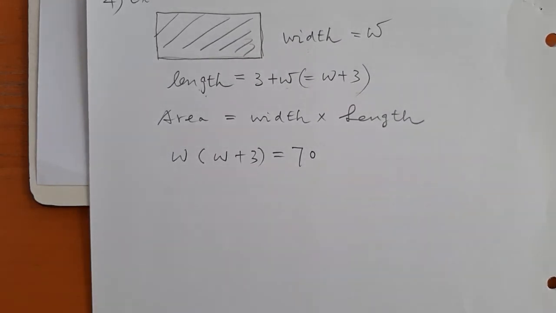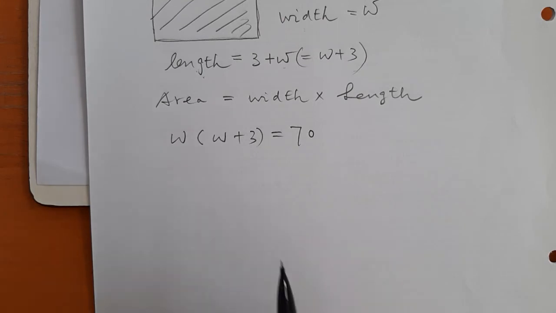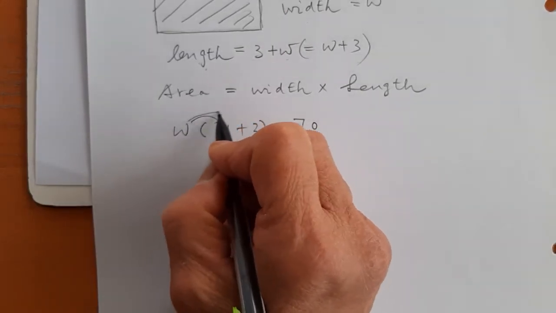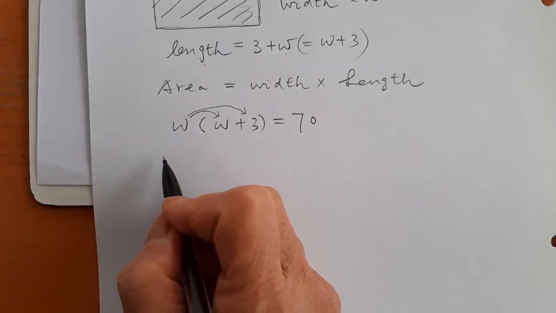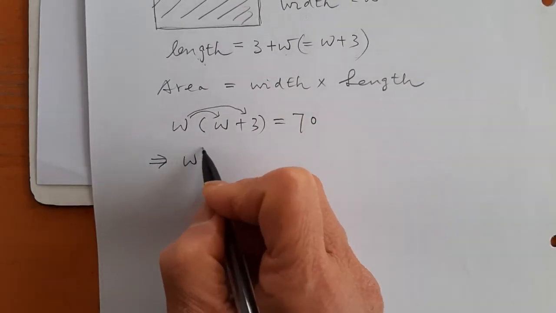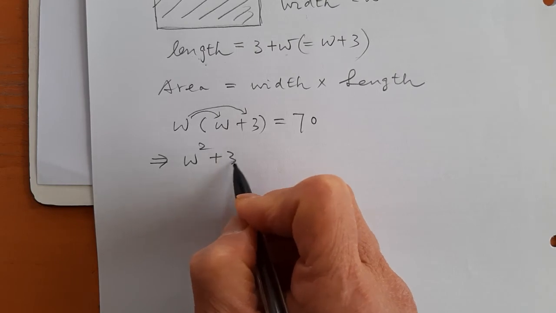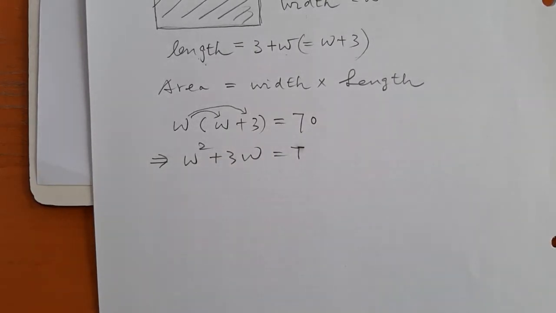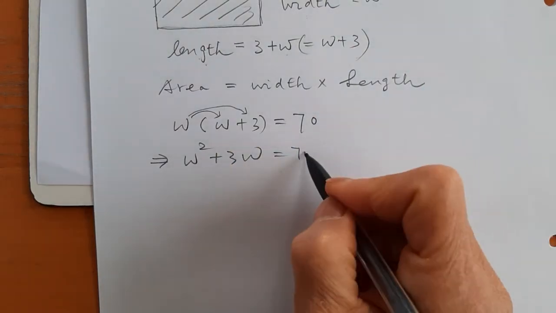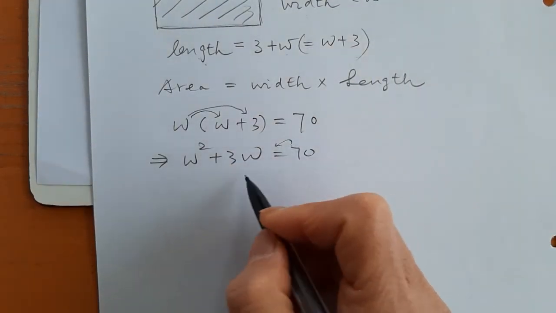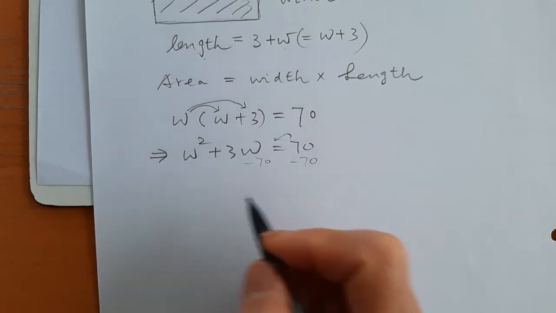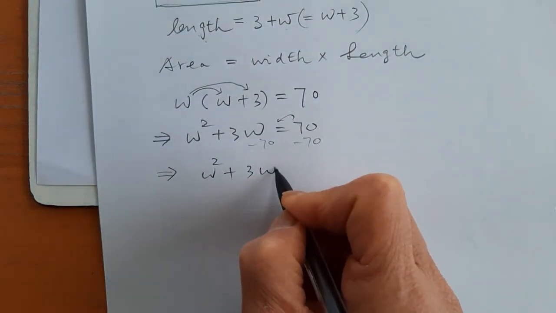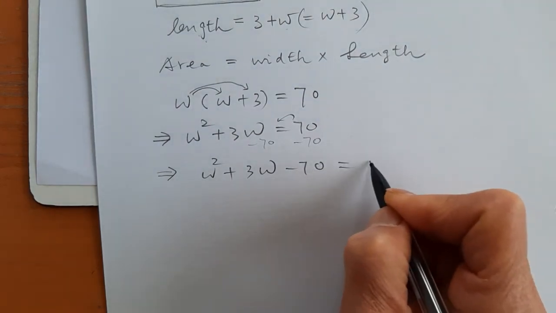We have the equation, and we solve it. First of all, put it in standard form. So we multiply using the distributive property and get W squared plus 3W equals 70. Then move 70 over, change the sign, or subtract 70 from both sides. So we get W squared plus 3W minus 70 equals 0.